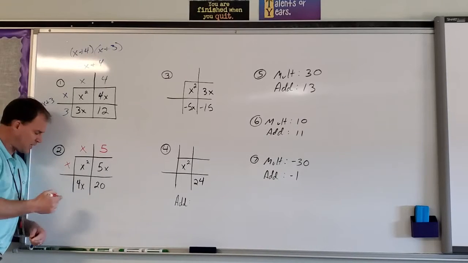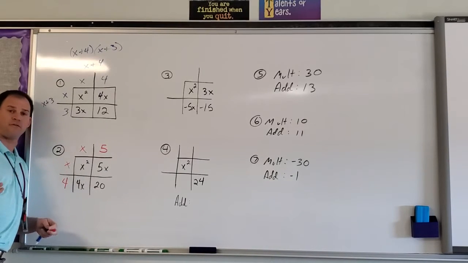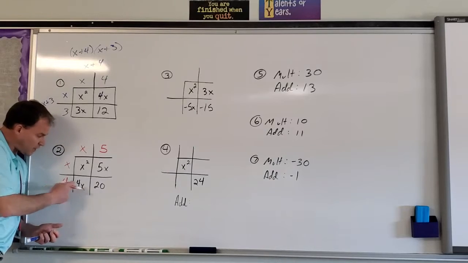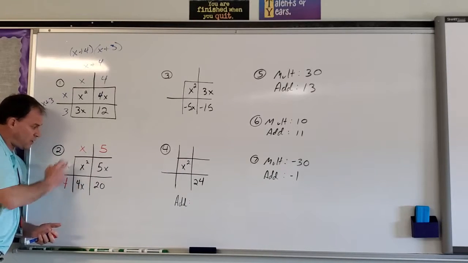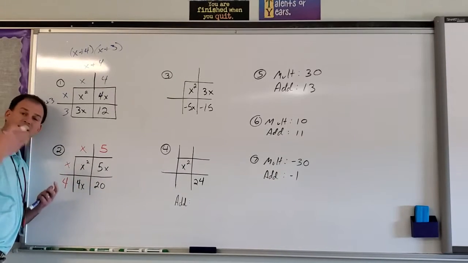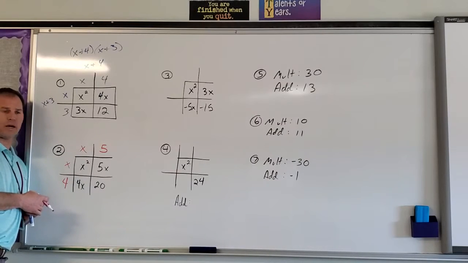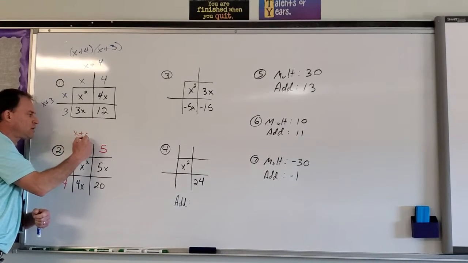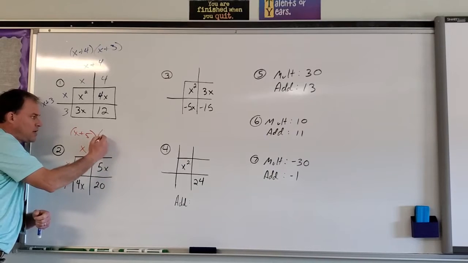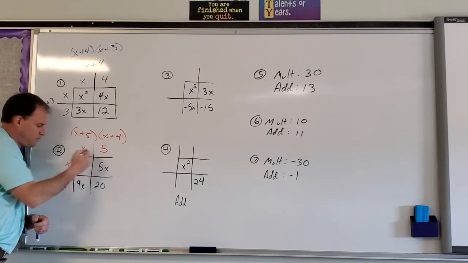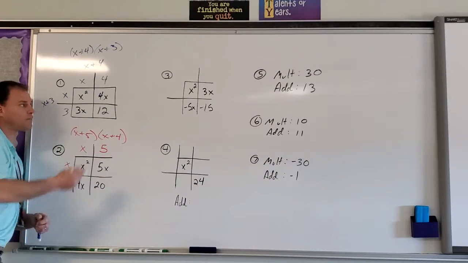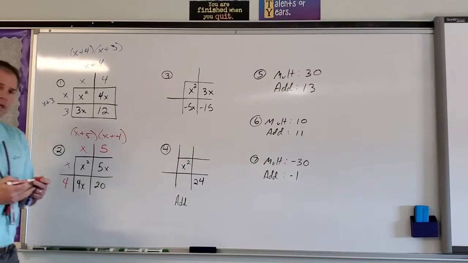Most of you, and I already said it, it's got to be a 4. Now if I double check, 4 times 5 is 20, 4 times x is 4x. Now I know I've found the right answer. So I have an x plus 5 across the top and an x plus 4 down the side. All right? See if you can figure out number 3. A little tricky there.